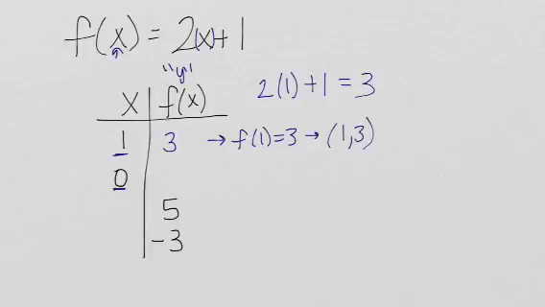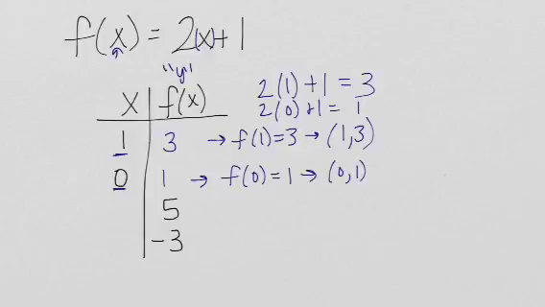If I plug in my other one, it says 2 times 0 plus 1. Well, that's 1. So this is saying that for an input of 0, I'm getting out a 1. So thus my point on this line would be 0, 1. And notice we can pull these points straight off the table like we've done before.